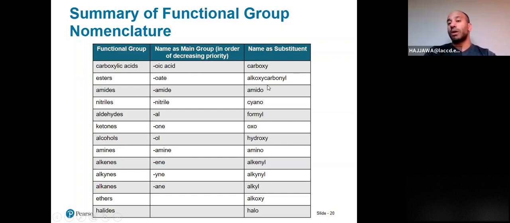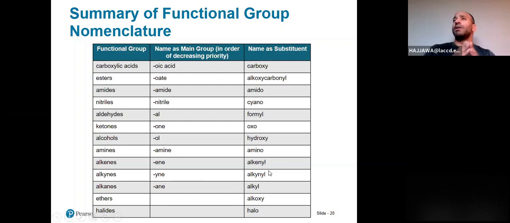The ester is attached to an alkoxy on the side of the carbonyl, and the rest of the groups that you see here usually show up in these compounds, and this is how they would be named when they are a substituent. The nitrile becomes a cyano, aldehydes become the formyl, ketones become the oxo, alcohol becomes a hydroxy, amines become the amino, and so on.